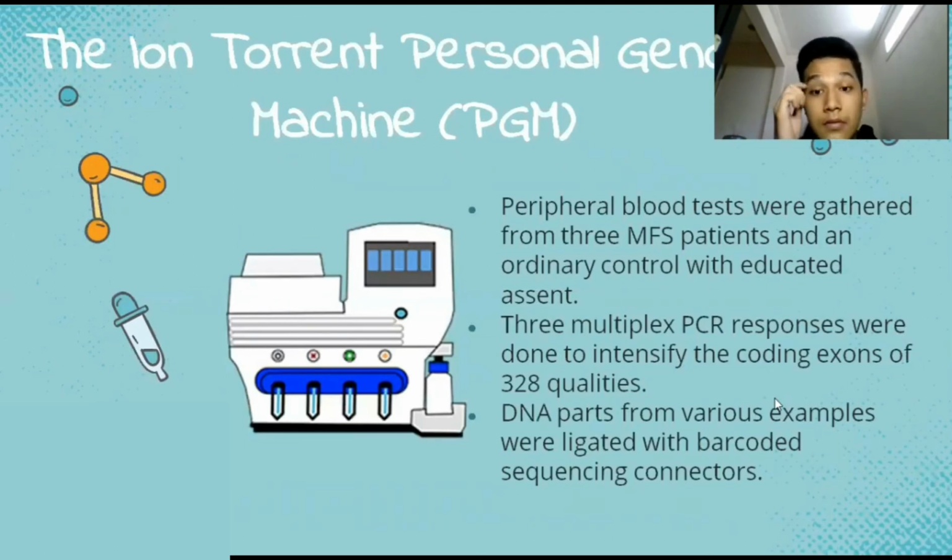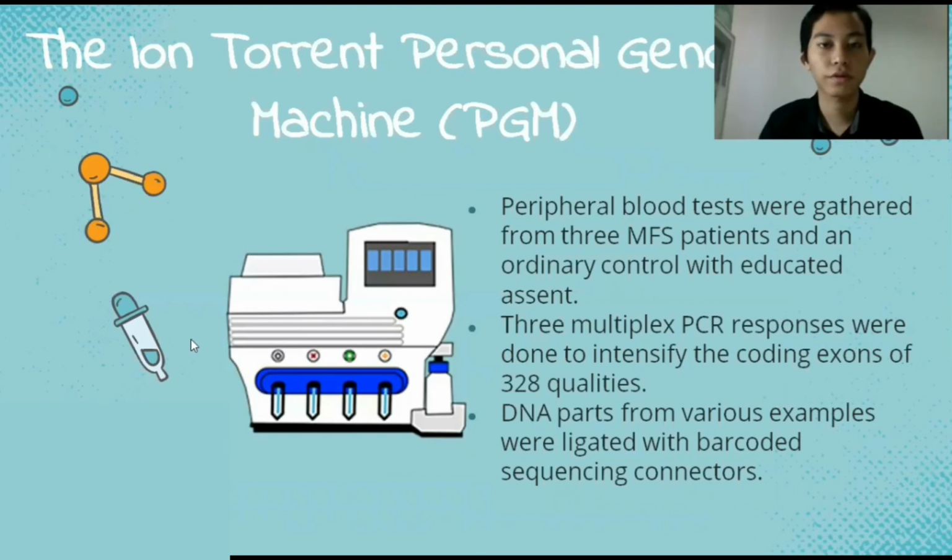Hello, my name is Baruna with student ID 20025111770. So I'm going to explain about the Ion Torrent Personal Genome Machine, PGM. Peripheral blood samples were gathered from 3 MFS patients and an ordinary control with informed consent. Genomic DNA was isolated by a standard method and then subjected to targeted sequencing using an Ion AmpliSeq inherited disease panel. 3 multiplex PCR reactions were done to amplify the coding exons of 228 genes.